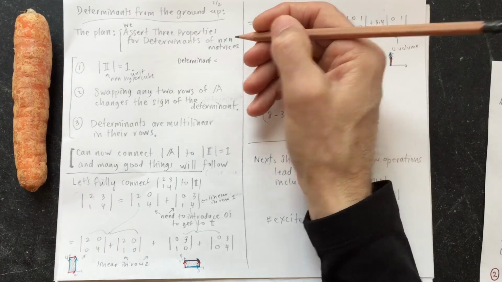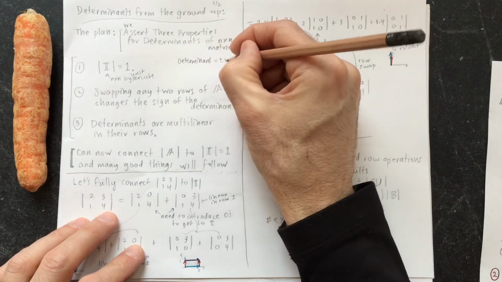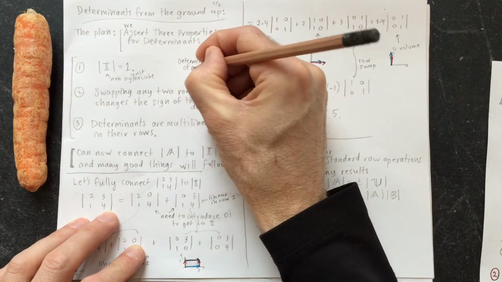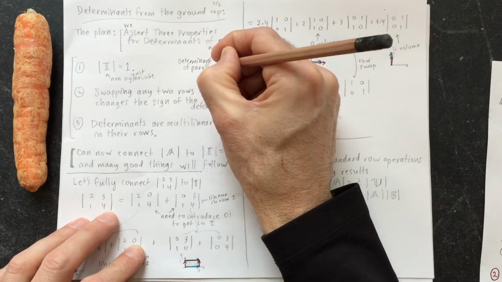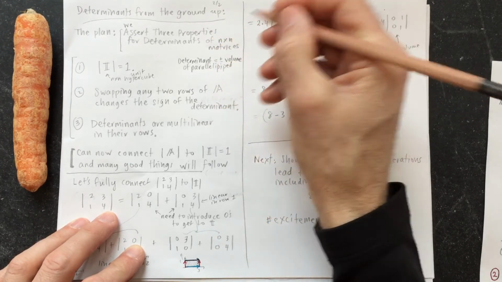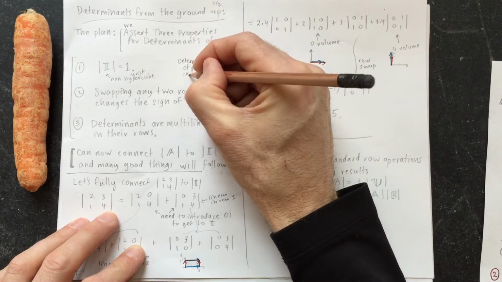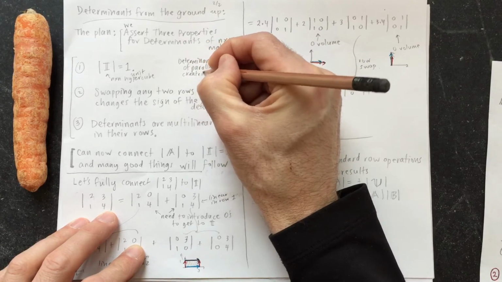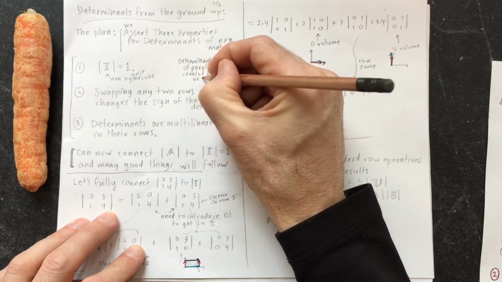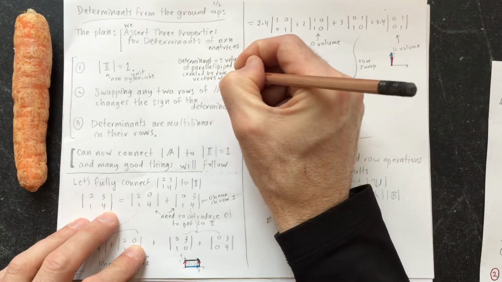The determinant equals plus or minus the volume of the parallelepiped, which is hilarious, parallelepiped, created by the row vectors of A. All right.